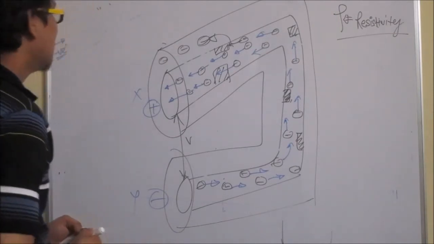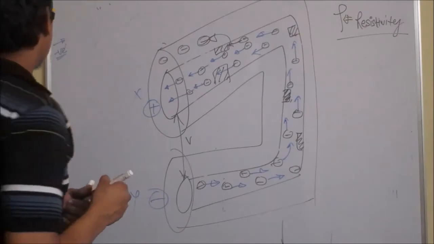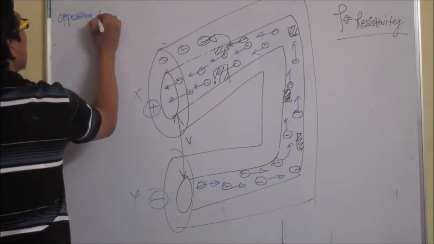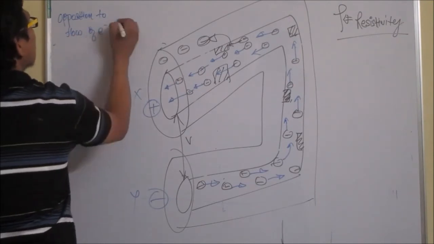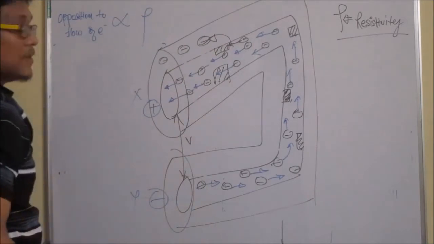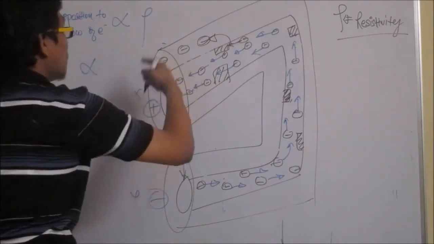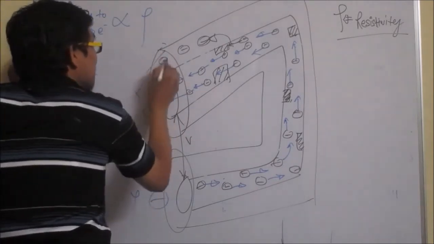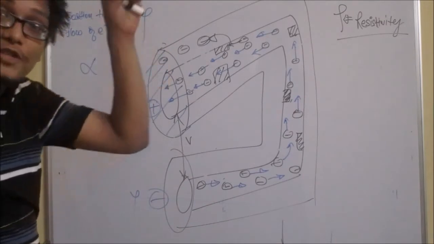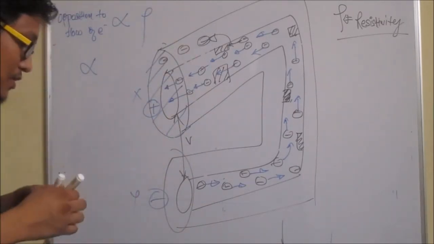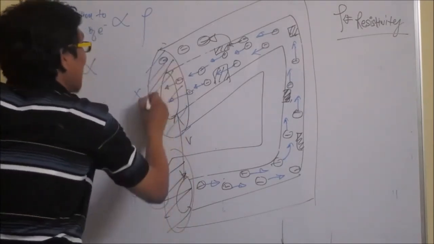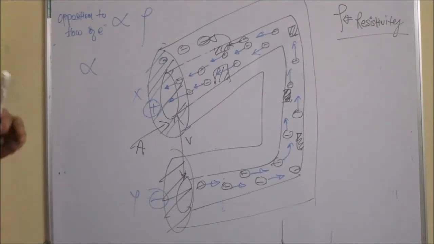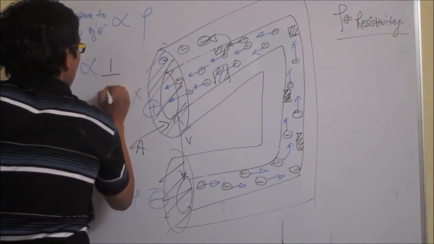Hence, we will now denote this opposition. Suppose we summarize it. Opposition to flow of electrons is proportional to resistivity. As resistivity increases, the opposition will increase. It is also proportional, or inversely proportional, to what? As the cross section increases, current will increase and hence the opposition will decrease. If we denote this cross section area by A, as the cross section area increases, opposition decreases. Hence, it is inversely proportional to A, the cross-sectional area.